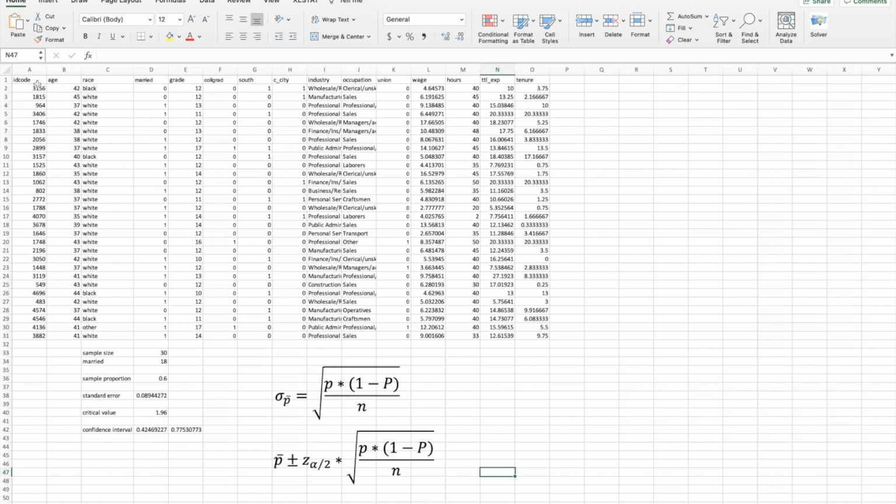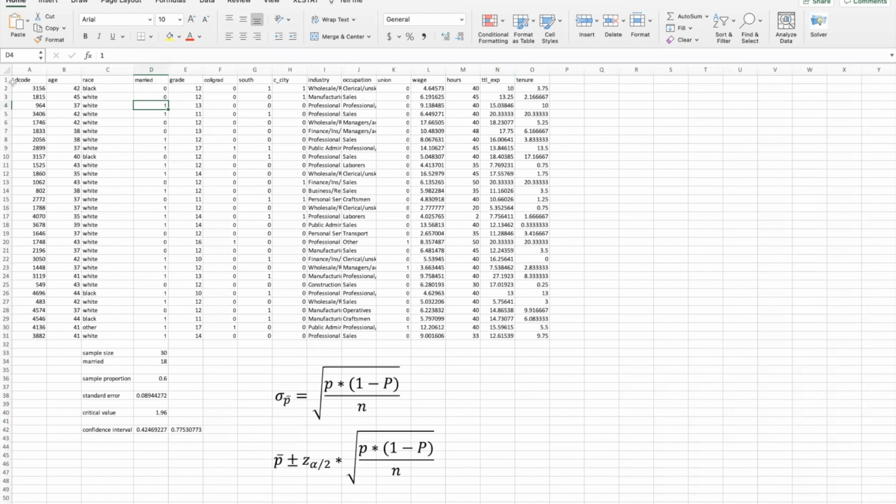are married. You can see from this data set, we have one column called married. 0 means the person is not married, and 1 represents a person who is married. So we want to find a confidence interval for the proportion of those survey people who are married. Then we need to first find the proportion of the married people in those 30 observations, right?